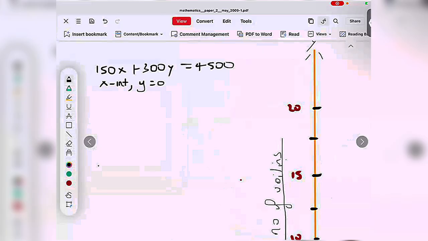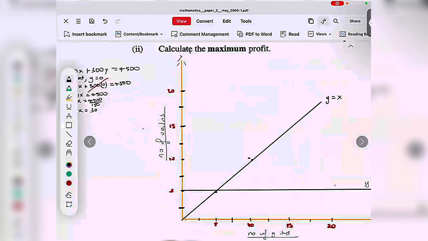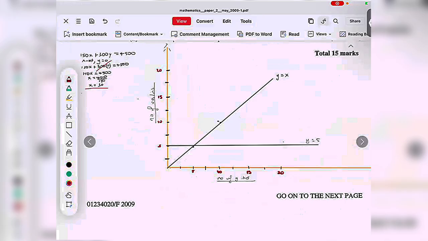Let y equal 0. So we end up with 150x plus 300 times 0 is equal to 4500. So therefore, this is going to disappear because 300 times 0 is 0. So we end up simply with 150x is equal to 4500. So therefore, x must be equal to 4500 divided by 150. What is that equal to? Is it 30? 30. So therefore, on the x-axis, we're going to locate the number 30.